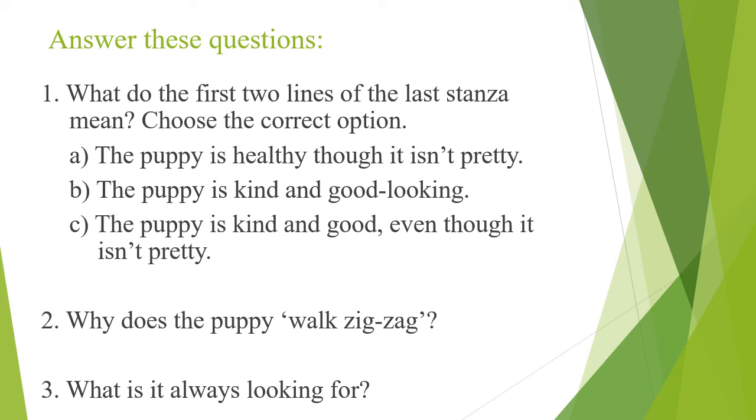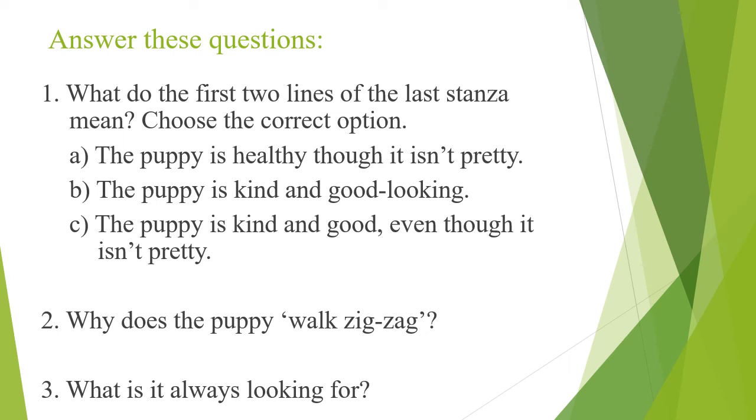Answer these questions. Question number 1. What do the first 2 lines of the last stanza mean? Choose the correct option. Here I want you to write down all the options, and then you write the answer, pick out one correct option, and write that answer down. Okay, children? The first 2 lines of the last stanza were, if he has not a pretty face, the puppy's heart is in its place.